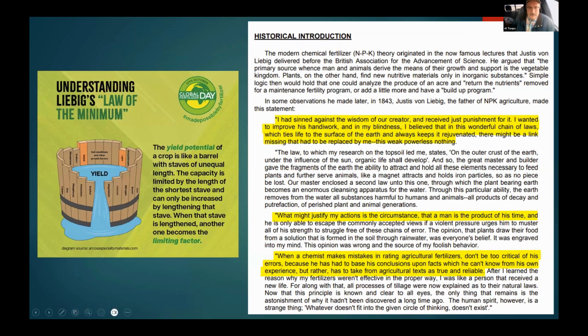So we all know about Liebig's law of the minimum. Liebig himself came out with this idea that your yield potential is basically limited to the length or the volume of nutrition in the soil. So if you have a low nutrient level, that's going to be your maximum yield based on the need of that nutrient.